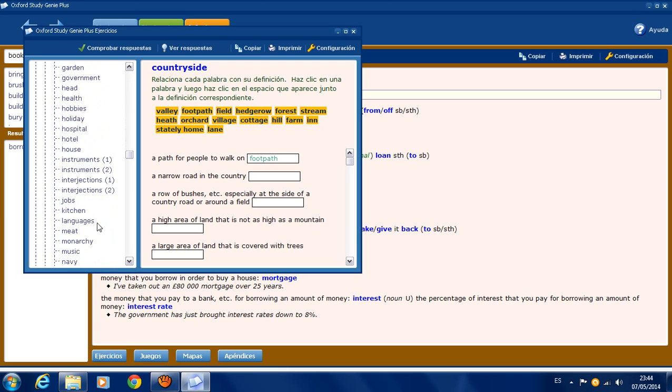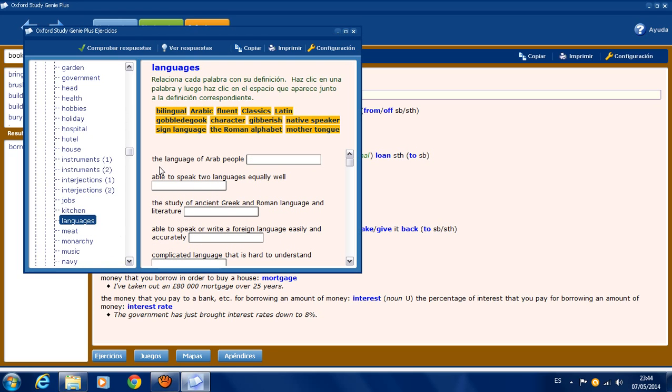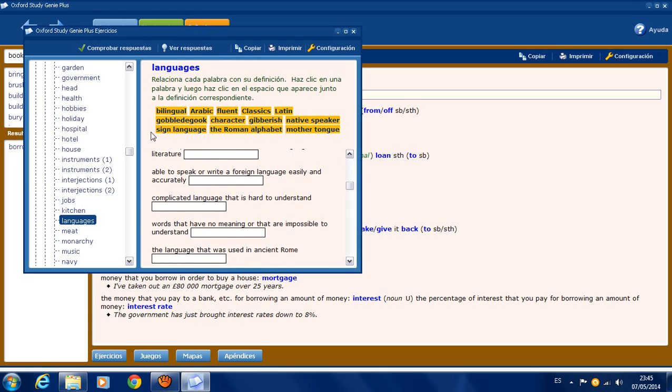Let's say that you have languages. The language of Arab people, which is classics. So we check it and we'll know that it is incorrect, because the correct one is, well, of course, Arabic. So here you go. Oh, okay. Remember, you click on the word first, and then you bring it to the blank. Okay. So and so on and so forth.